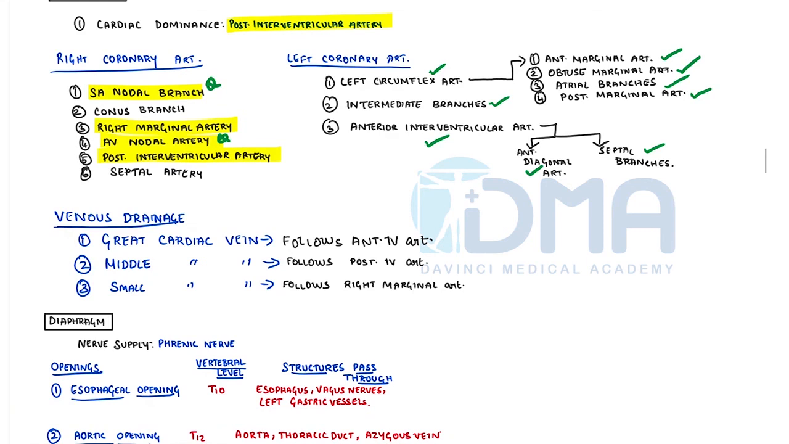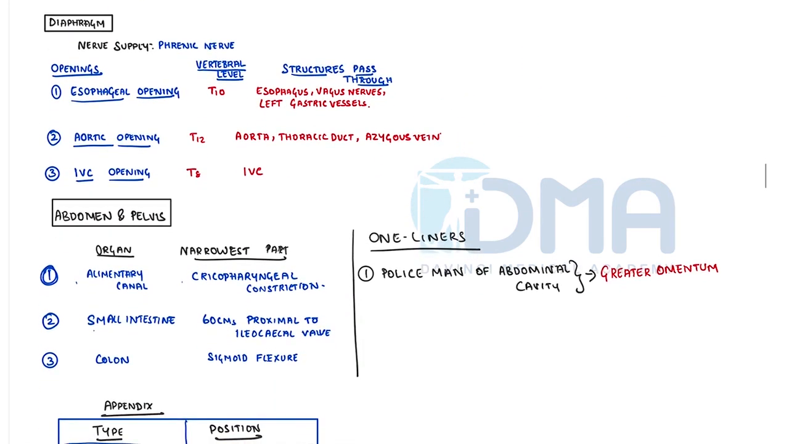And for venous drainage, there are only three important things. It is divided into cardiac veins: the great cardiac vein, middle cardiac vein, and small cardiac vein. The great cardiac vein follows your anterior interventricular artery, while the middle cardiac vein follows your posterior interventricular artery, and the small cardiac vein follows your right marginal artery. Important MCQ: the small cardiac vein is accompanied by the right marginal artery.